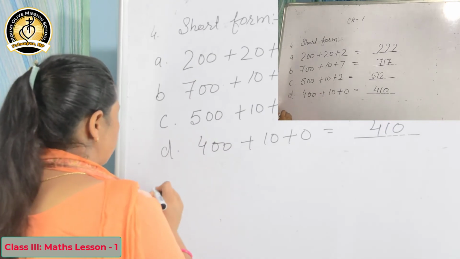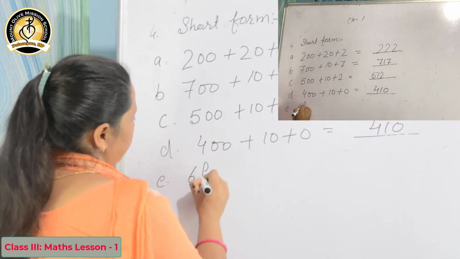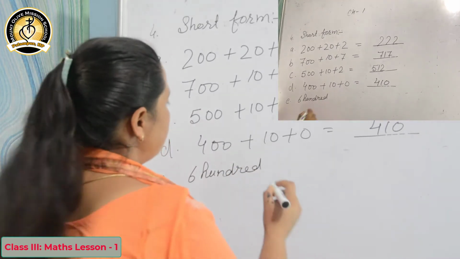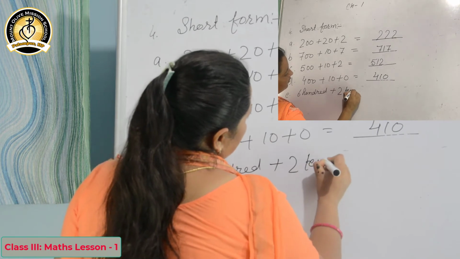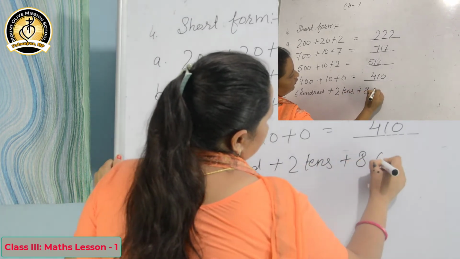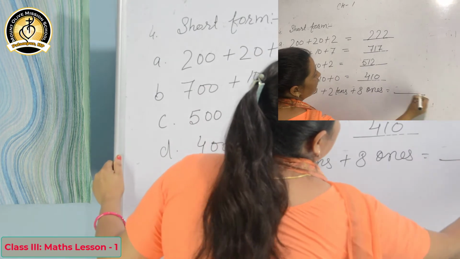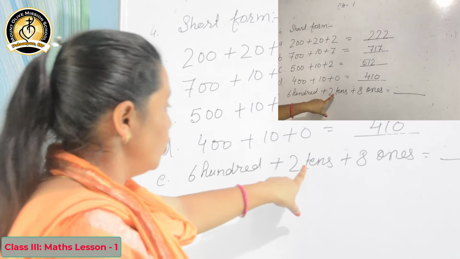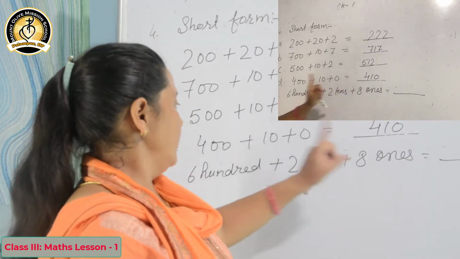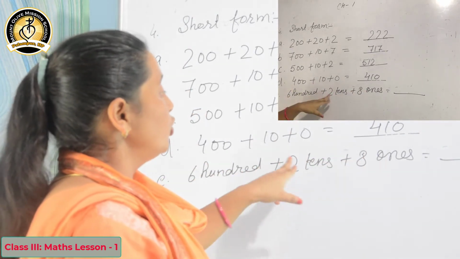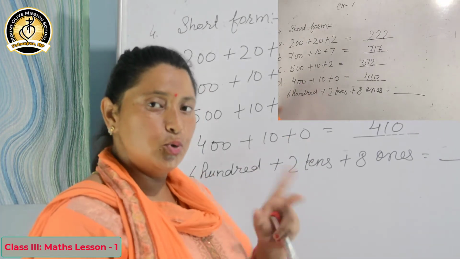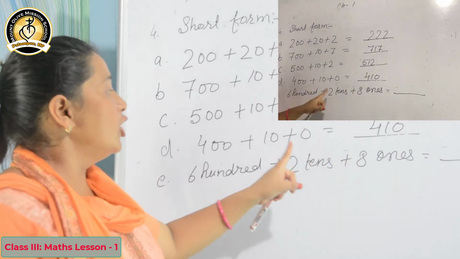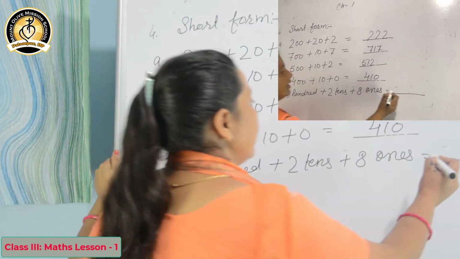This is a different question. 600 plus 2 tens plus 8 ones. Okay. So how should we write it? 600, 2 tens, 8 ones. 600 means 600. 2 tens, 20. And plus 8 ones means 628.